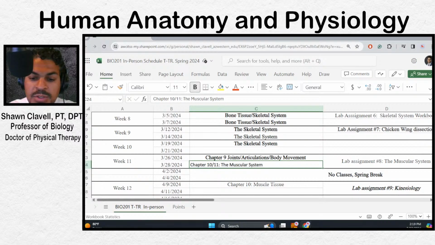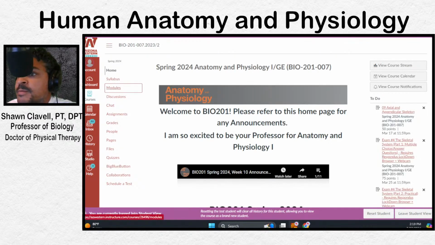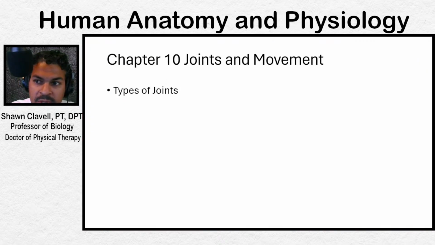First, as you see, I've been producing some new material throughout your modules, and I'll have some new modules here. So you've got chapter 9, articulations, joints, and movement. You're going to look at articulations, joints, and movement. Let's run it through here, that's chapter 10, joints and movements.